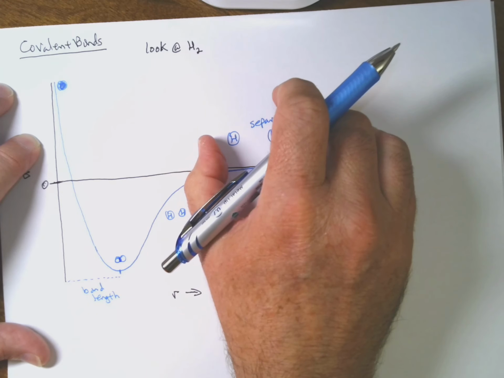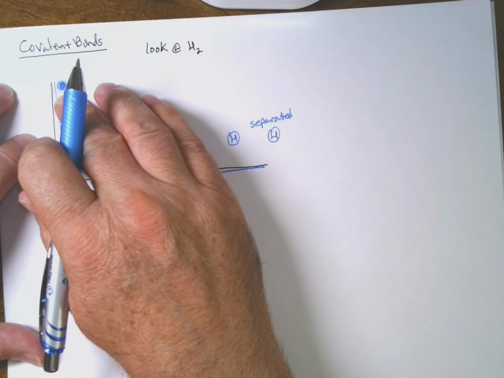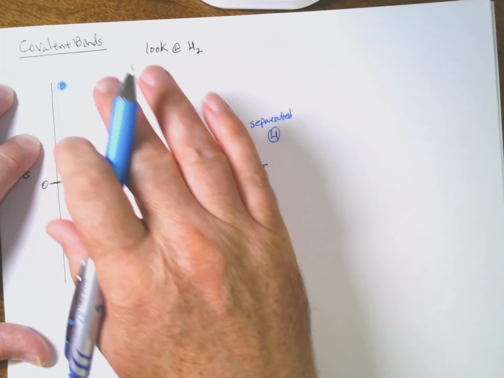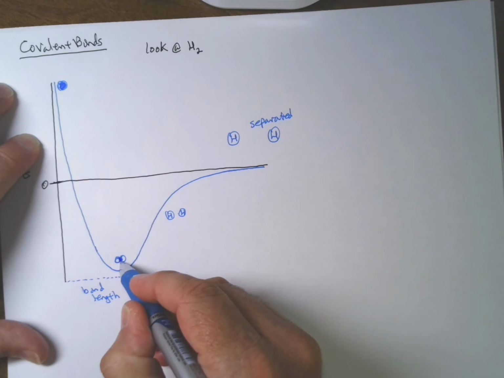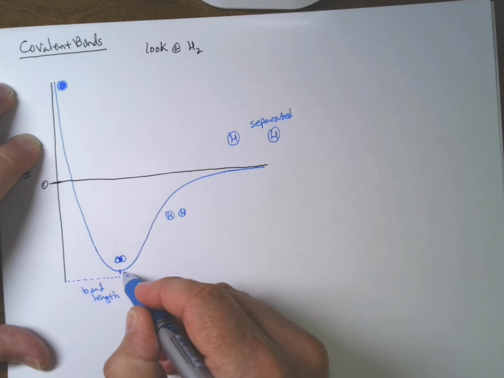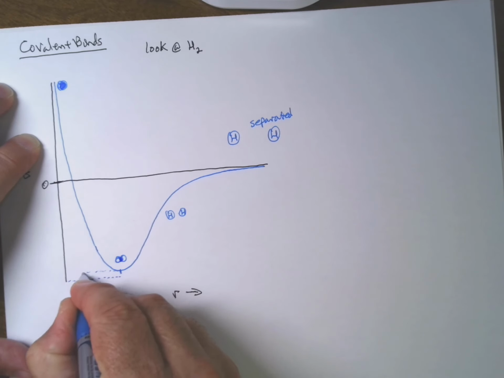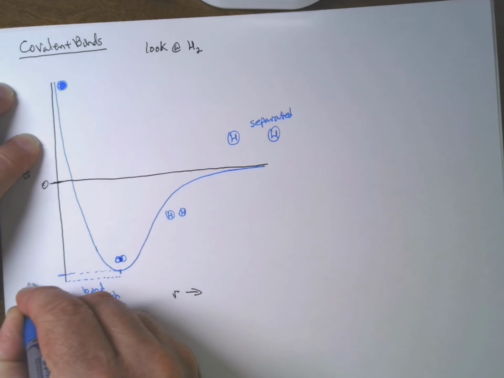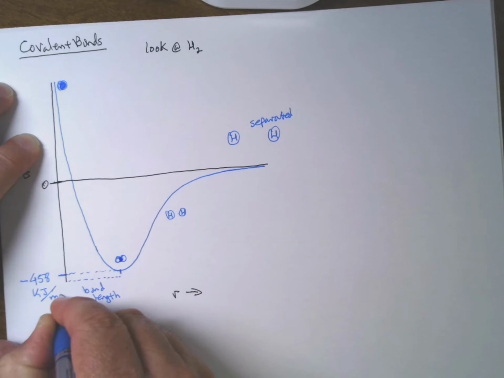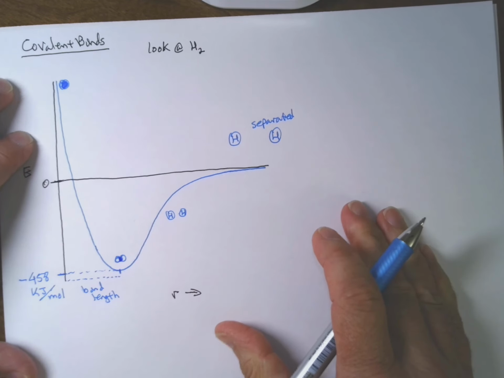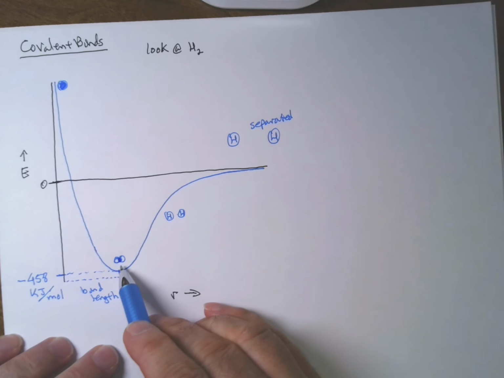So when things are separated, it's basically zero energy. When the atoms are right on top of each other, it's really high energy, not favorable. When the atoms have just the right amount of overlap, that's favorable, and that's our bond forming. And our bond energy here happens to be minus 458 kilojoules per mole. And you don't need to know these values, but just understand that there is an associated value with a covalent bond forming.